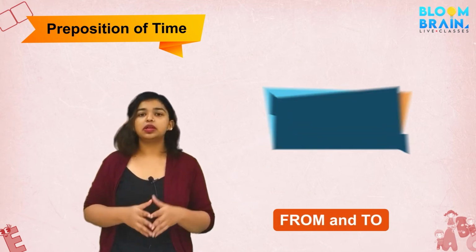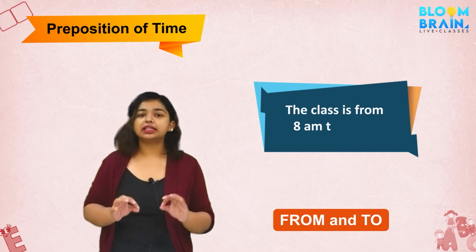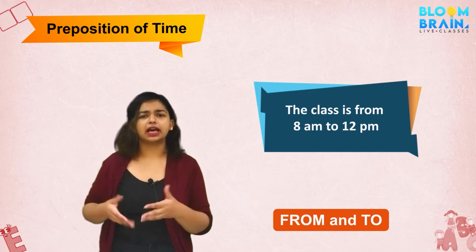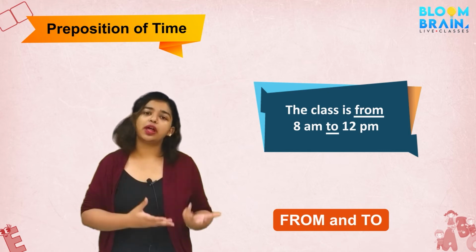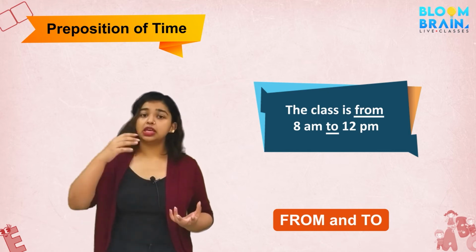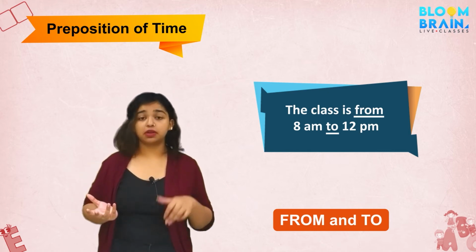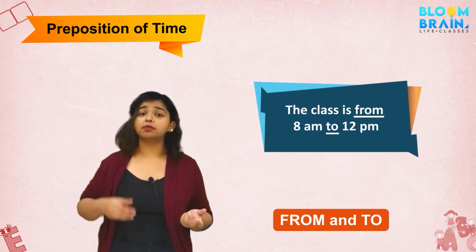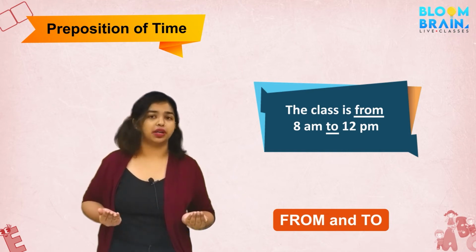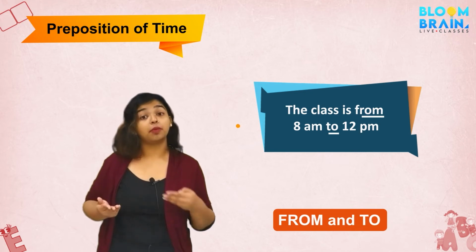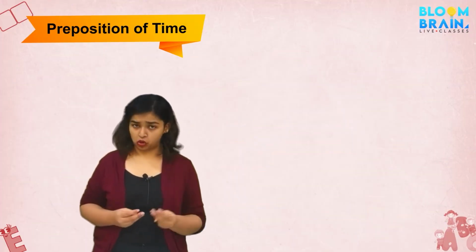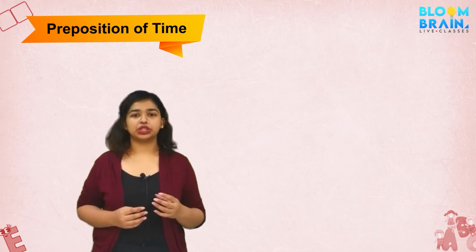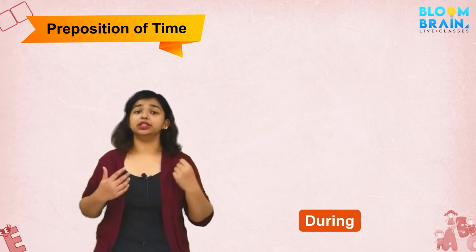Next, when we have both a starting as well as an ending point. Let's say the class is from 8 a.m. to 12 p.m. So the starting point is 8 a.m., the ending point is 12 p.m. From and to are used. Now we have three more important prepositions of time.